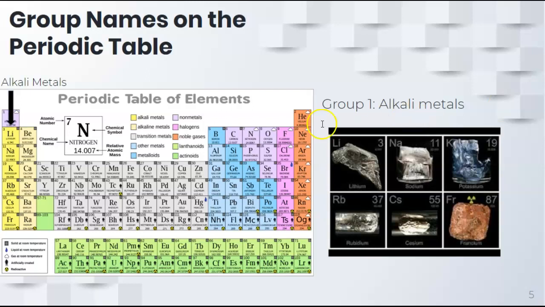One thing to notice here is my arrow is pointing down to lithium and I've covered up hydrogen. Why is that? Well, hydrogen is technically a non-metal, and so it's not really part of the alkali metals. You might want to know, well, then why is it in group 1 in the first place? And that's because hydrogen ends up behaving like the things that are in group 1. So it got placed there even though it's not an actual metal.